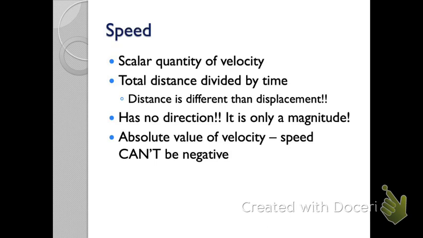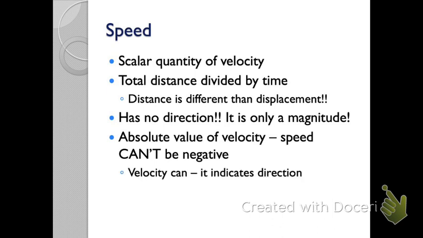Speed has no direction, and it's only a magnitude. So speed cannot be negative, right? If we're asking about what is an object's speed, it's just the scalar quantity. So remember, in physics, the negative just indicates direction for us. It has nothing to do with the numerical value. I can't go so slow, I'm going lower than 0, right? Velocity can be negative, it indicates direction.